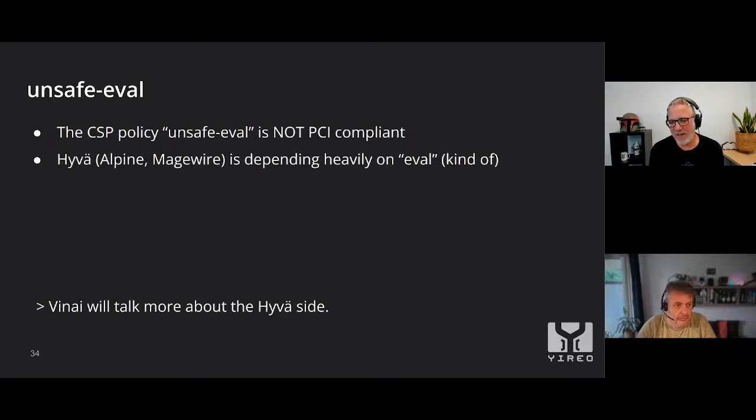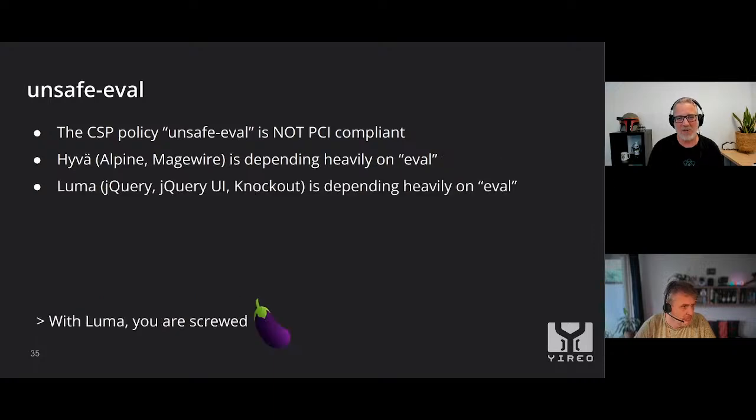And then we bump into multiple different issues. First of all, Hyvä depends upon libraries like Alpine and MageWire, and those libraries again depend upon eval or something alike. I'll leave it up to Vinia to talk more about that, but that's definitely one of the bigger issues. So we can't reach PCI compliance in full unless Hyvä is prepared in a certain way. Hopefully everyone is still tuned in until Vinia does his story, but the funny joke is still coming. Luma is facing the same issue, simply because jQuery, jQuery UI and Knockout depend upon that same eval function. Knockout has a couple of workarounds, but for jQuery UI and jQuery there are no workarounds. On top of this, there seems to be little effort from Magento/Adobe to do anything regarding this. So simply put, with Luma, you are screwed.